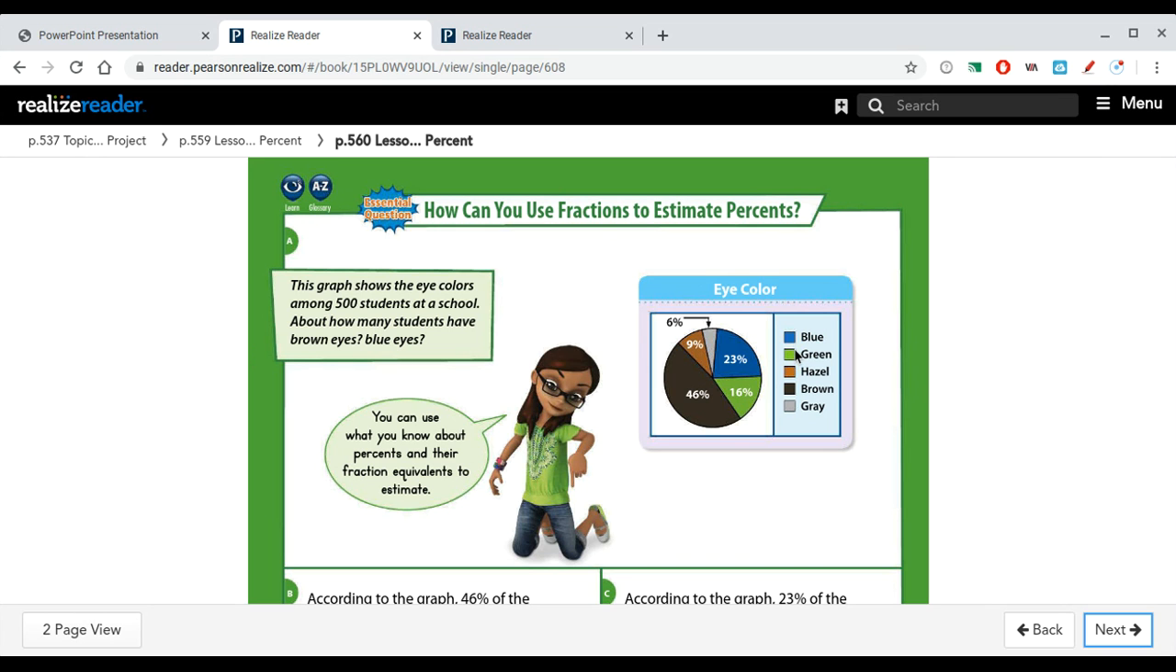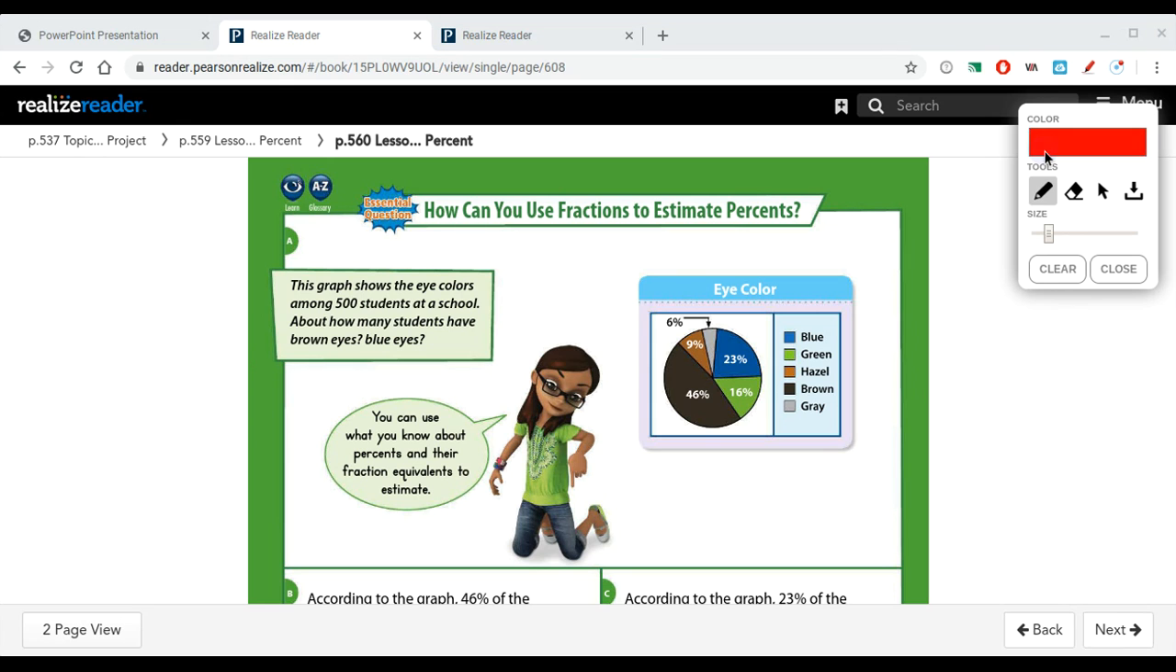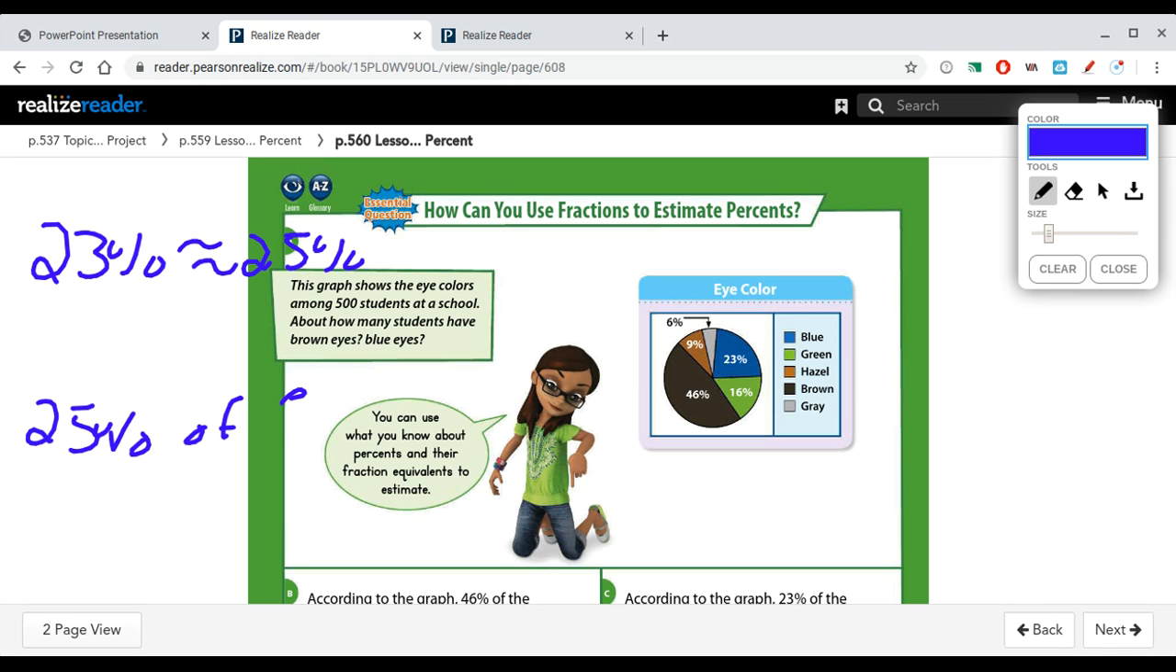So if we take a look at our blue eye percentage, it is going to be 23%. Well, 23% is approximately 25%. And so it's going to be 25% of 500. Well, we know what 25% is. It's going to be 1/4 of 500. So when I have 1/4 of 500, what that's going to translate into is 1/4 times 500 over 1. And then I look to see if I can cross cancel, and I can.